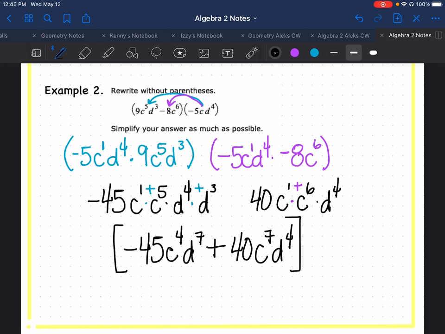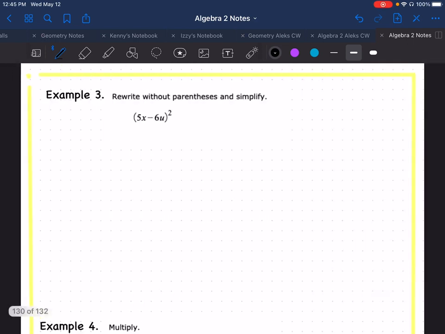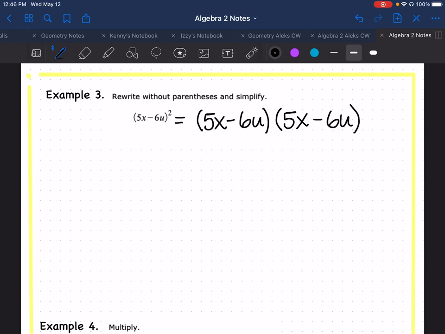All right, so that was just distributing. Now we're going to move into when I have a longer polynomial. Example number 3 is asking us to rewrite without parentheses and simplify. You need to be careful with this one. Whenever you see a parenthesis that is raised to the second power, what's really going on here is you have 2 of that parenthesis, okay? So you have to first think of it like this. And I'm going to show you 2 ways that you can do this.